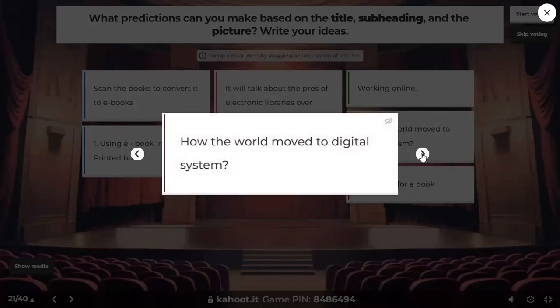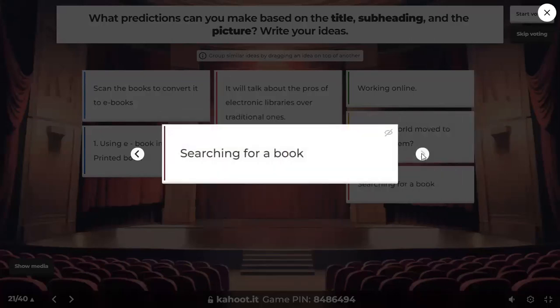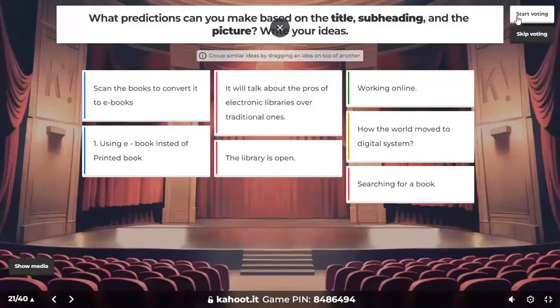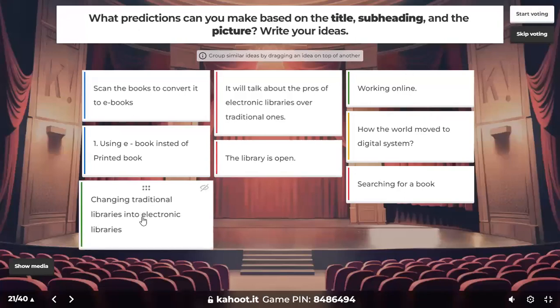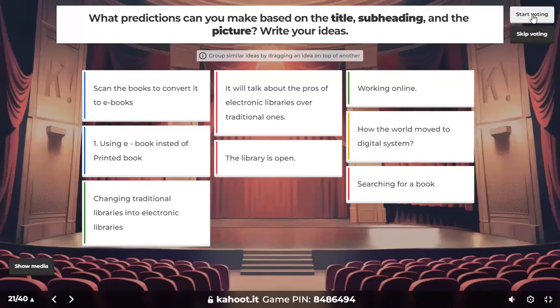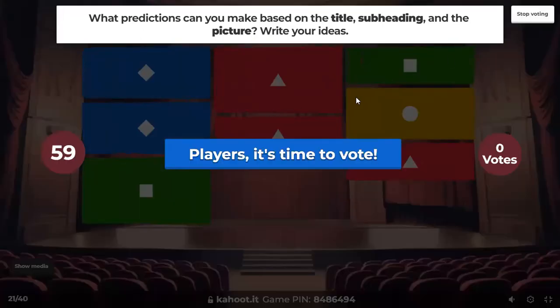Now, how the world moved to digital system? Yes, and searching for books. Okay, great. These are some of your ideas, guys. And here we have changing traditional libraries into electronic libraries. This is wonderful. Now we're going to vote for these ideas. You give a star to the idea if you think it is good, and you skip the one you think is not good.